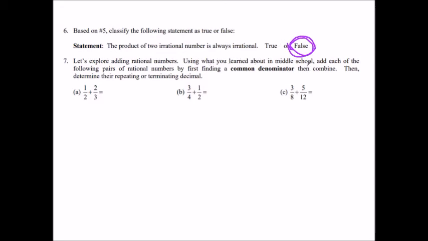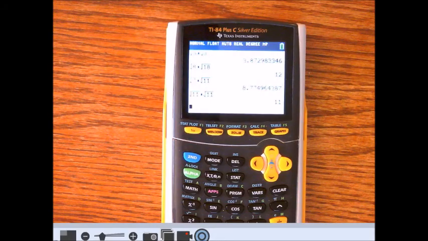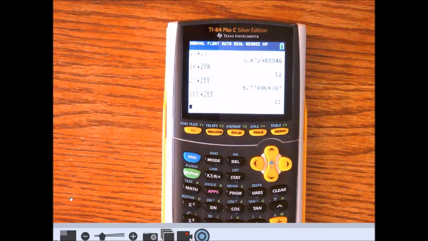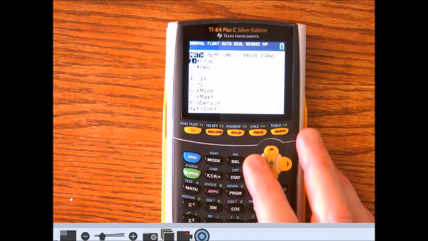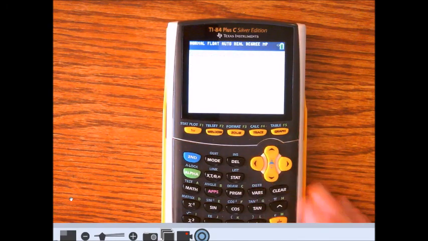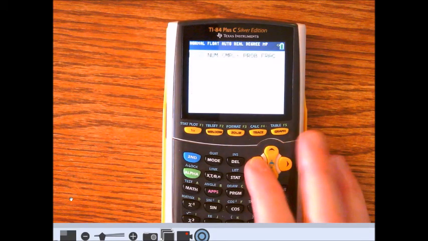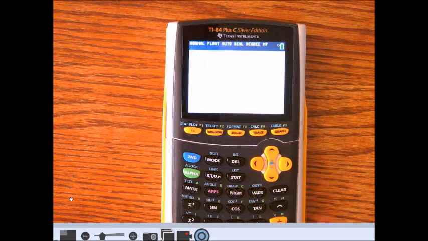All right. Using what you learned about in middle school, add each of the following pairs of rational numbers by first finding a common denominator, then combine. You know what? Let's do this on a calculator too. So 1/2 plus 2/3. If you don't remember, when you do math, move this over to fraction. 1/2 plus 2/3. We get 7/6, which if we want to change that to a decimal, I'm going to hit math, choice 2.